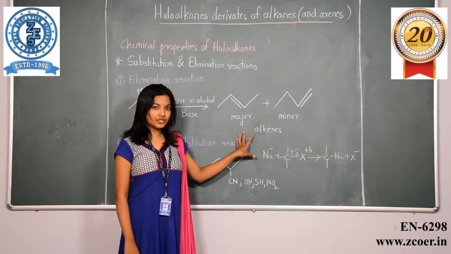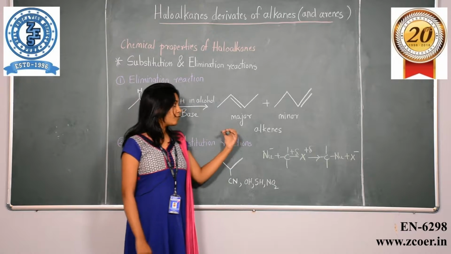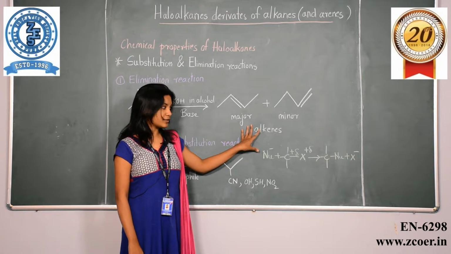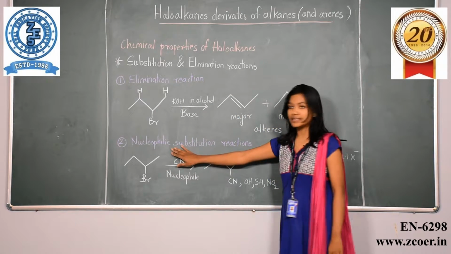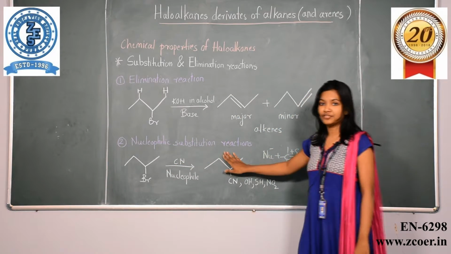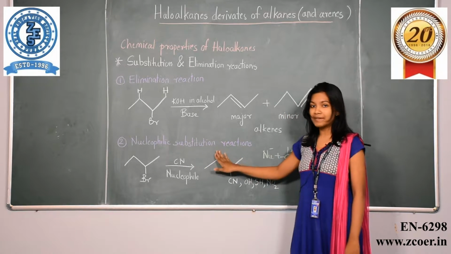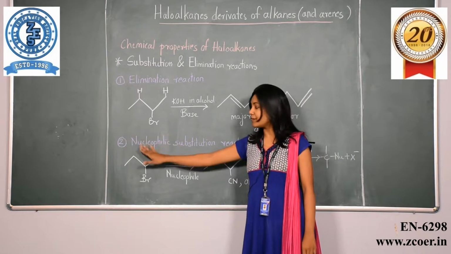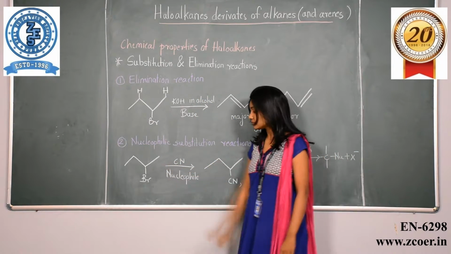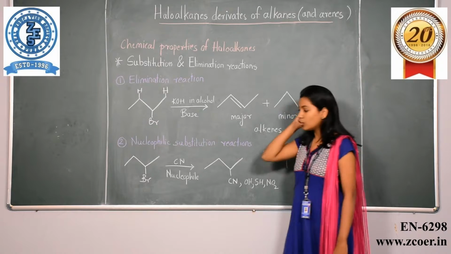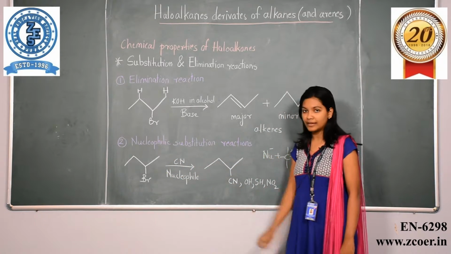So in this elimination reaction, the product which is more stable forms the major alkene product. The next reaction which we will be seeing is the nucleophilic substitution reaction. Nucleophilic substitution reaction, as the name suggests, there is a nucleophile which is reacting with this haloalkane, that is the alkyl halide. For our example, along with this alkyl halide, we have considered the cyanide nucleophile.